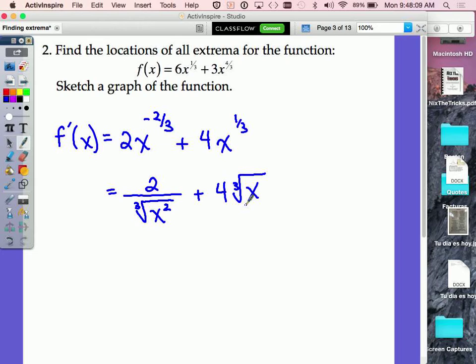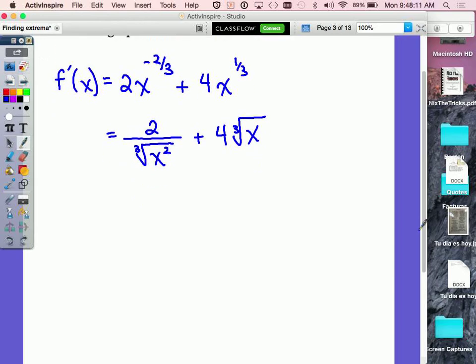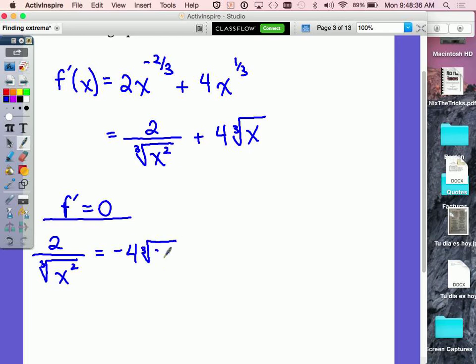Now I'm going to try and find my critical values, and so I have to take this derivative and set it equal to 0, and then later I'm going to look for where the derivative fails to exist. In order for this to equal 0, I'm going to pass the 4 cube root of x over to the other side of the equation, and I'm going to be left with 2 over the cube root of x squared equaling negative 4 times the cube root of x.